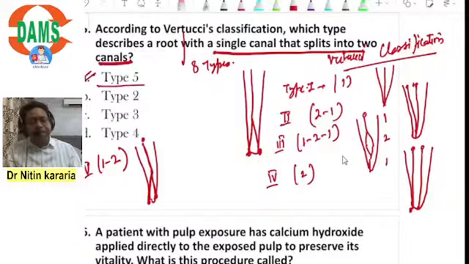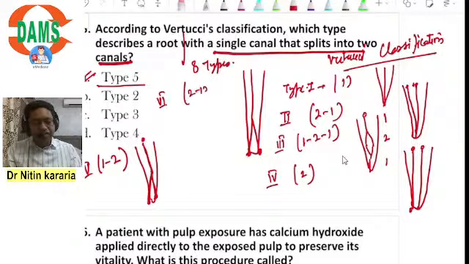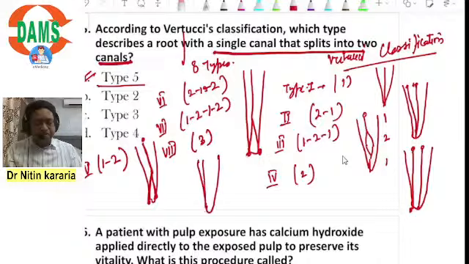If we revise the remaining types, then the type 6 is 2-1-2 configuration. Type 7 is 1-2-1-2 configuration, and Vertucci type 8 is 3 configuration. 3 means in single root of a tooth there would be 3 separate canals exiting as 3 separate apical foramen.